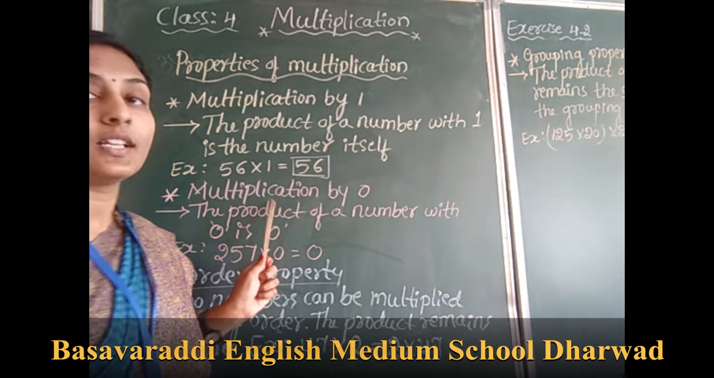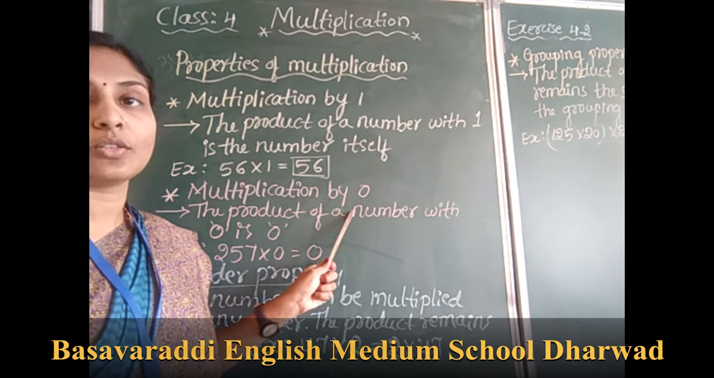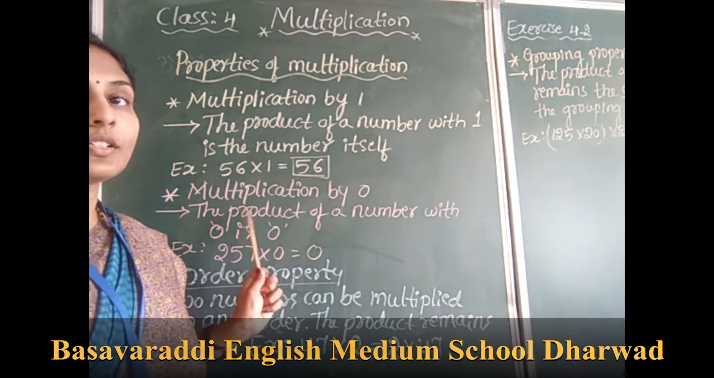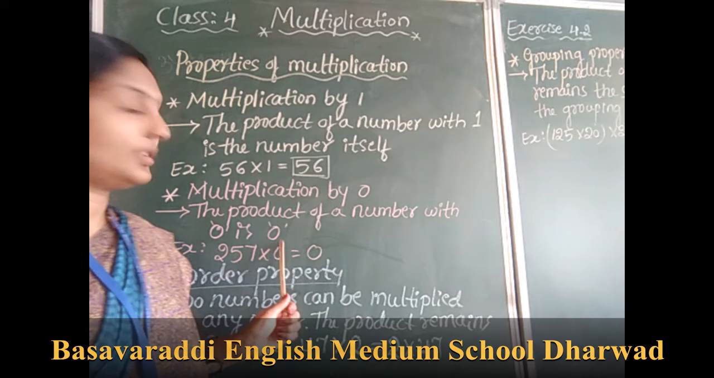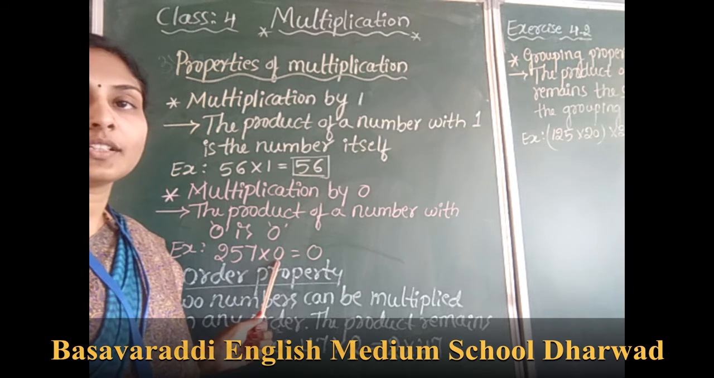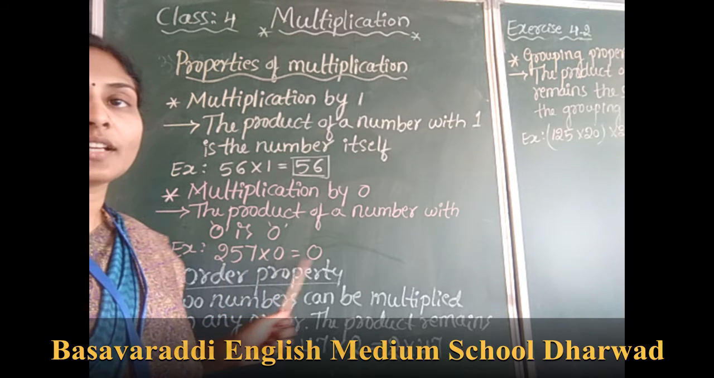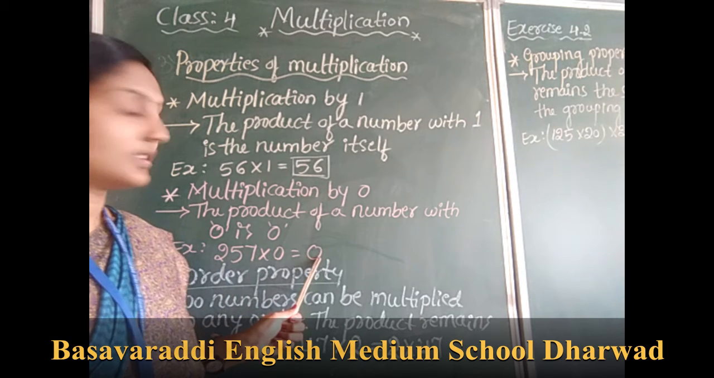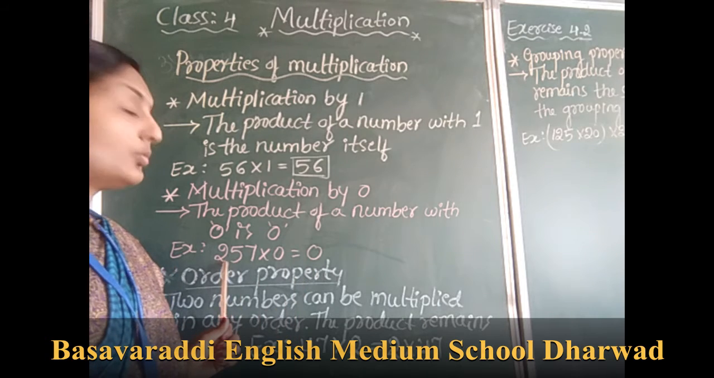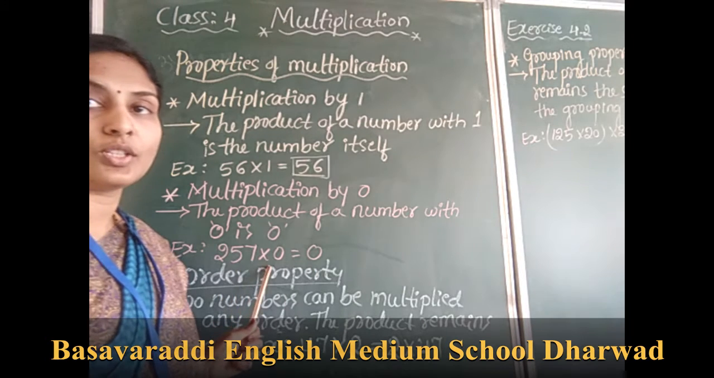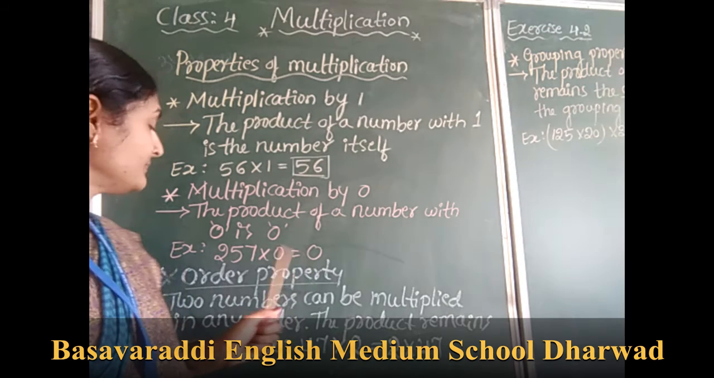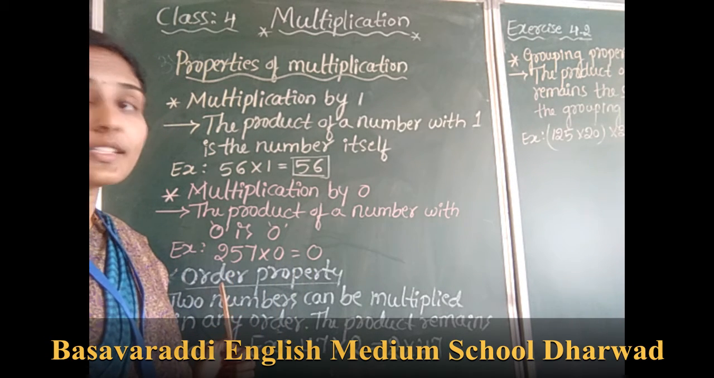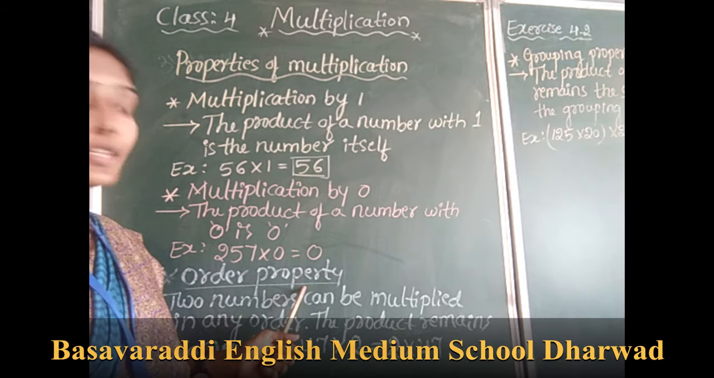The second property is multiplication by 0. It means the product of a number with 0 is 0. When we multiply any number by 0, we get 0 as the product. For example, 257 into 0 is equal to 0. The product is 0.